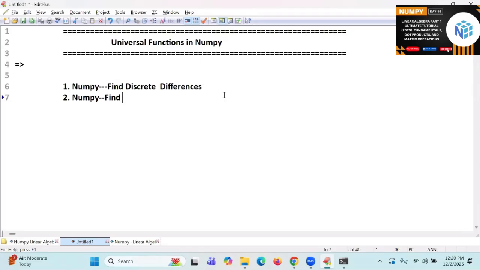Next is called what? Finding GCD. Finding GCD of multiple values. Finding GCD of two values. This you already learned. Two values and multiple values. This is one thing.